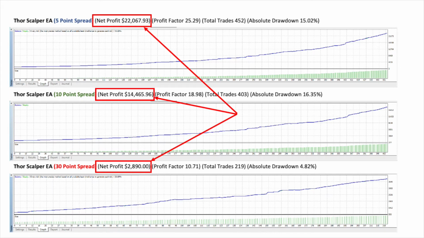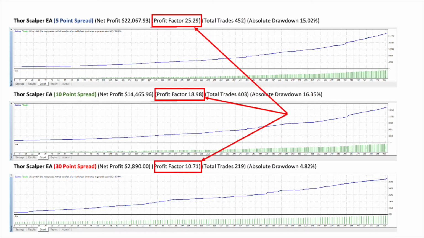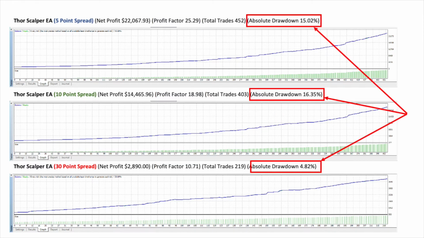It continues to yield good results when tested at a relatively wide spread setting of 30 points as compared to a 10-point setting. At wider spreads, the algorithms of the EA allow it to select trades with a high probability to be profitable. This can be seen in how the number of trades has been reduced from 452 on the 5-point spread to 219 on the 30-point spread setting. It means that the Thor Scalper only selects quality trades at higher spreads. This ensures that the EA maintains its integrity at higher spreads and does not collapse.